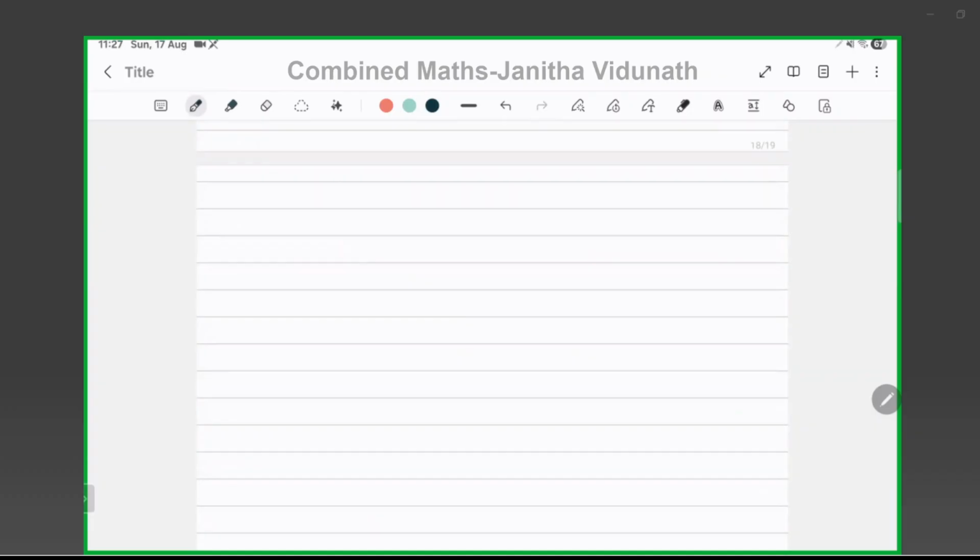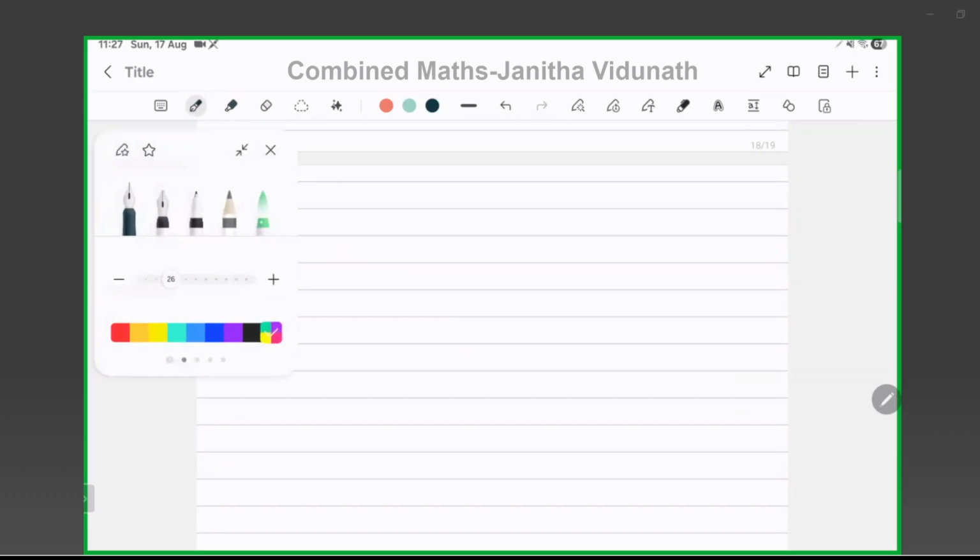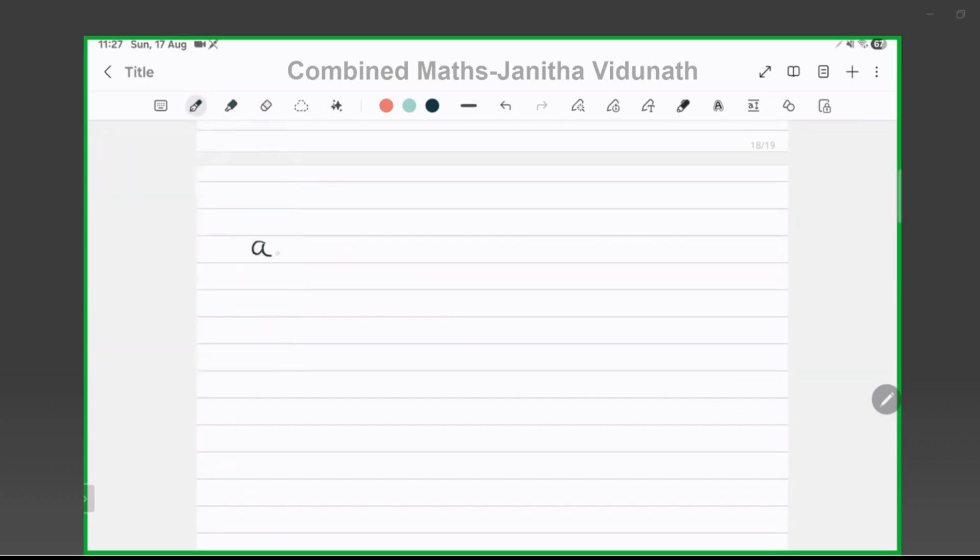The last day we learned the expansion of (a+b) square. Here we get square of the first term and the square of the second term and 2 times multiplication of those two terms.